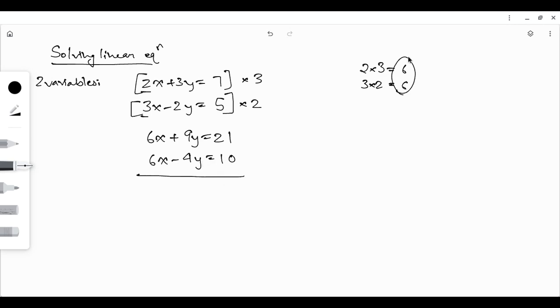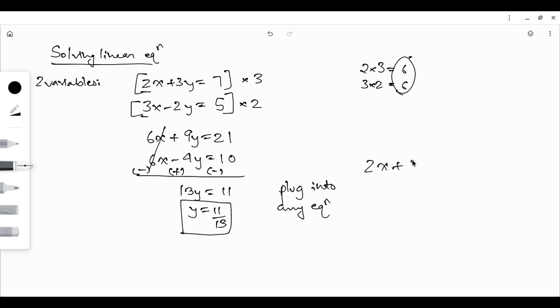The reason I want the same number is so that now when I subtract, the x terms cancel out. A tip here: when you subtract, you can use parentheses to write the new signs. So subtraction of positive becomes negative, negative of negative becomes positive, and so on. So you get 13y equals 11, and y is 11 over 13. But you're not done. You need to plug this back into any one equation.